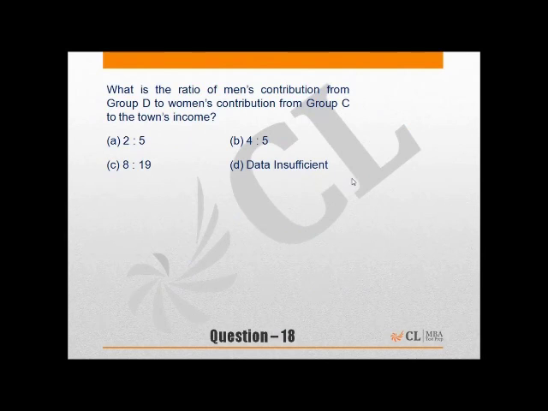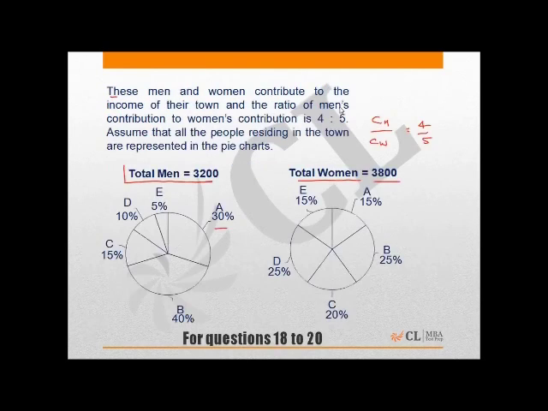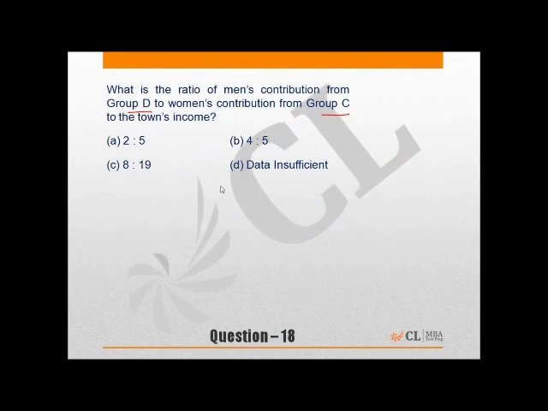Question 18. What is the ratio of men's contributions from group D to women's contributions from group C? We don't know. We only know the ratio of total contribution. But out of this, how much each group contributes, we don't know. Similarly for women. So the answer here has to be insufficient data, that we cannot calculate with the given data what the answer of this question should be.